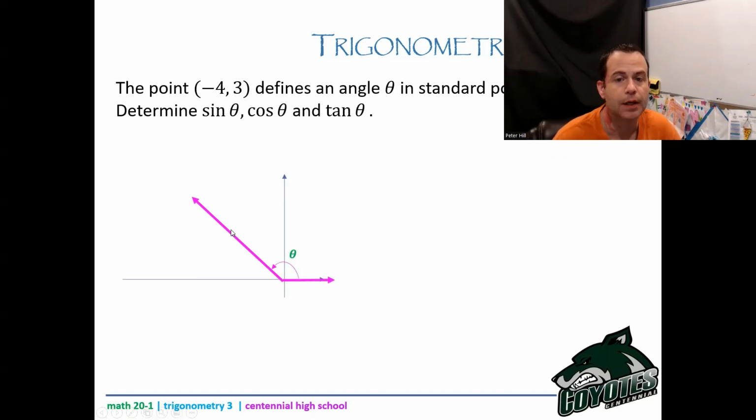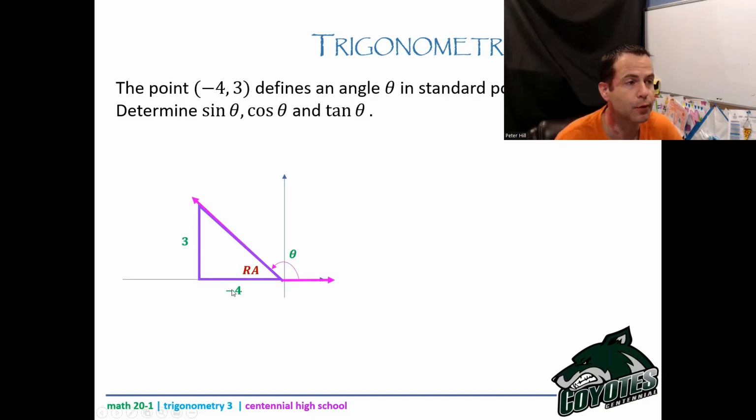Okay. Now, I know the point -4, 3 exists somewhere on this terminal arm. So at some point, I'm going to drop a perpendicular. And then I'm going to label my x and my y. So I know I have a reference angle in that bottom corner, and I know that the base of my triangle is -4 and the height of my triangle is 3. Okay, so now I can use the Pythagorean theorem to get to the r value, or the hypotenuse here.